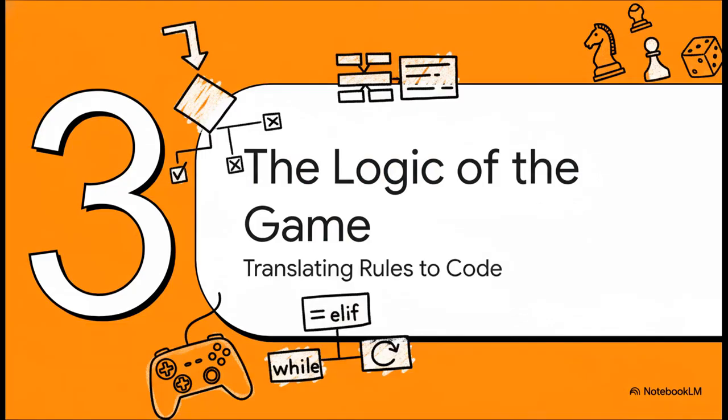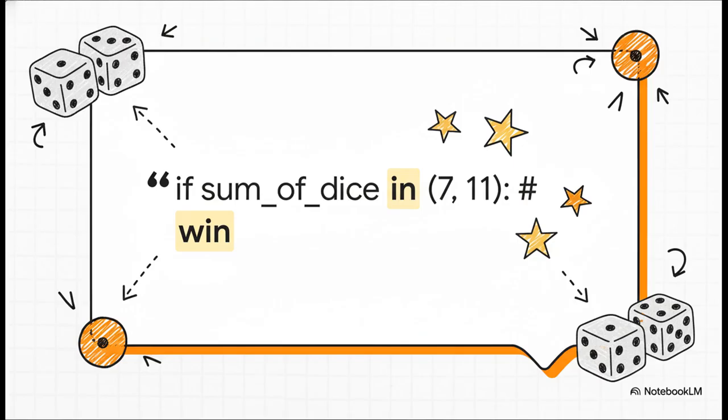Okay, so we've got our rules and we've got our Python building blocks like tuples and local variables. Now it's time for the fun part, putting it all together. Let's see how those game rules we learned are translated into the actual logic of the program. Take a look at this line of code. This handles that instant win on the first roll.